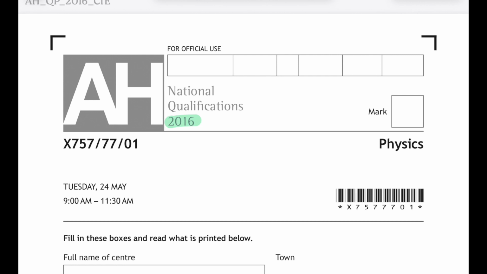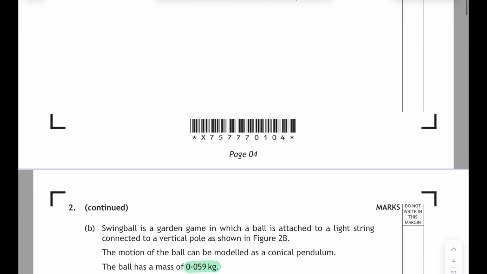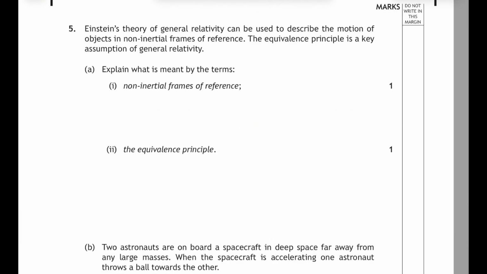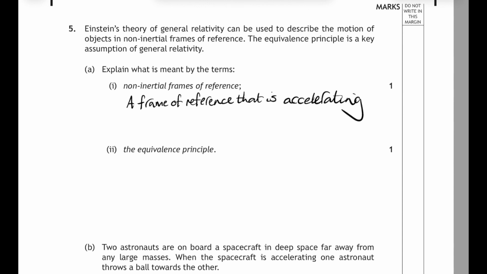This time it's 2016, and we're going to have a look at question 5. So Einstein's theory of general relativity can be used to describe the motion of objects in non-inertial frames of reference, and the equivalence principle is a key assumption of general relativity. And for part A, we have to explain what's meant by the terms non-inertial frames of reference and the equivalence principle. So firstly then, part 1, a non-inertial frame of reference is a frame of reference that is accelerating.